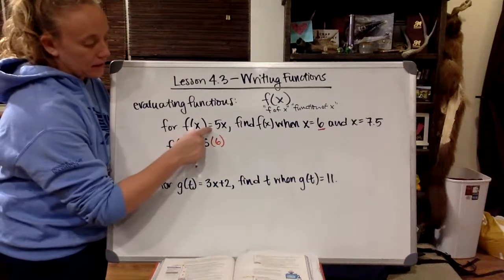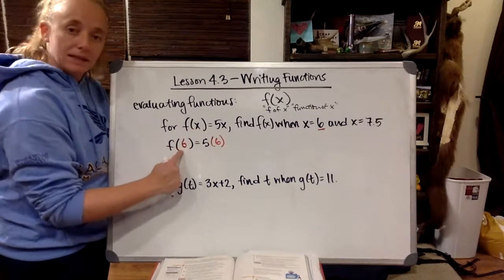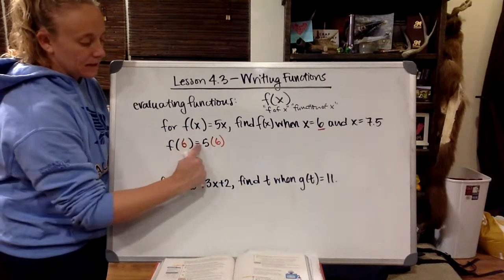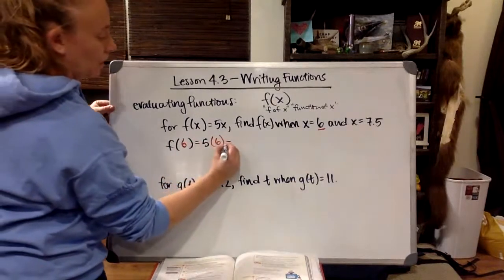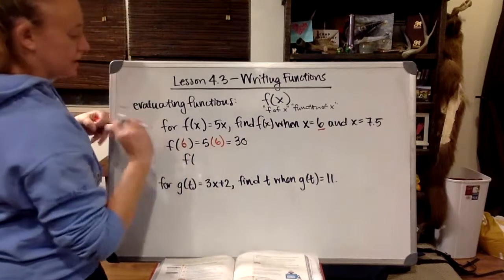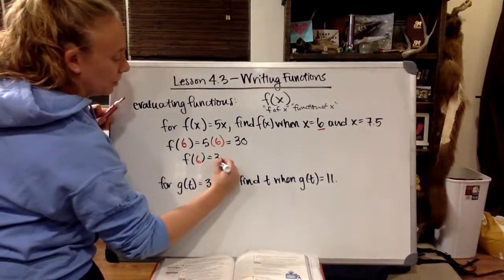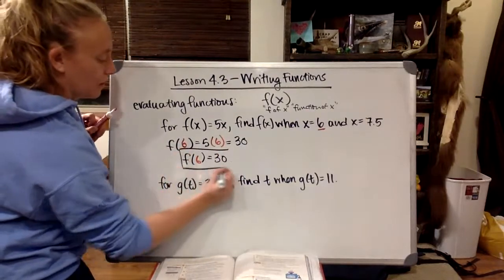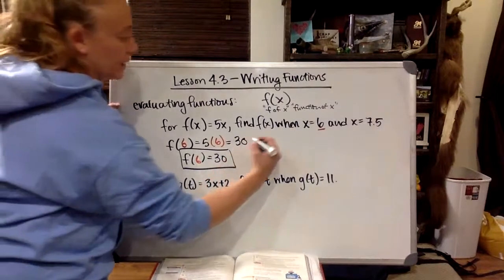F of x is equal to 5x. Instead of writing x's, I'm going to put 6. F of 6 is equal to 5 times 6, which is equal to 30. So I could finish this sentence and say f of 6 is equal to 30. Okay, that's one answer that I could use in evaluating this function.